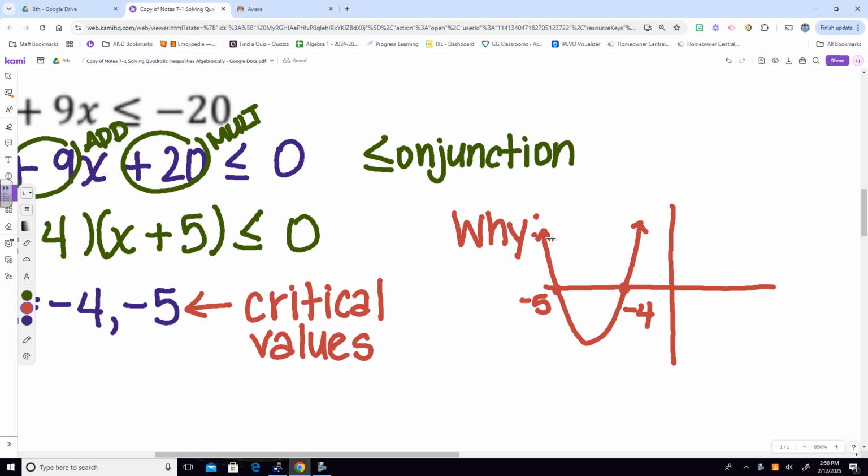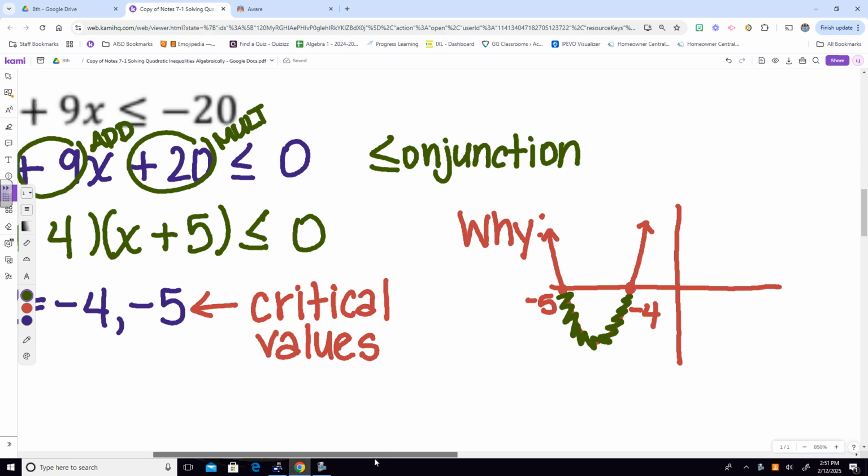Agreed? Okay. Well, the symbol that results in a conjunction is the less than equal to. I have less than equal to. Which values are less than equal to 0? The ones above the x-axis or below the x-axis? Below. And what part of the parabola is below? Is it the arrows or the scoop? The scoop. Is that one piece or two separate pieces? One. And so that's why it results in a conjunction. So that's the why. Okay?